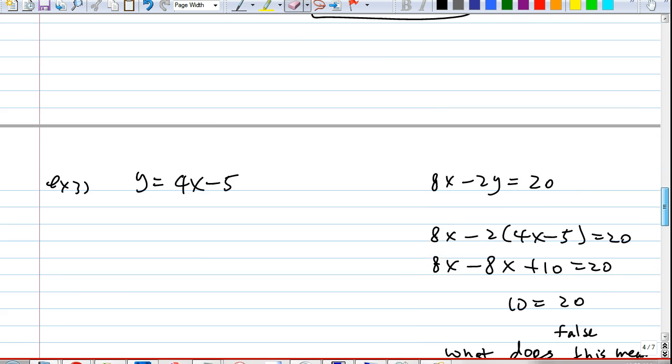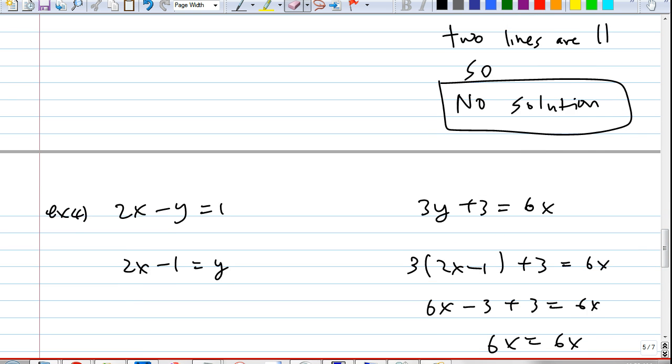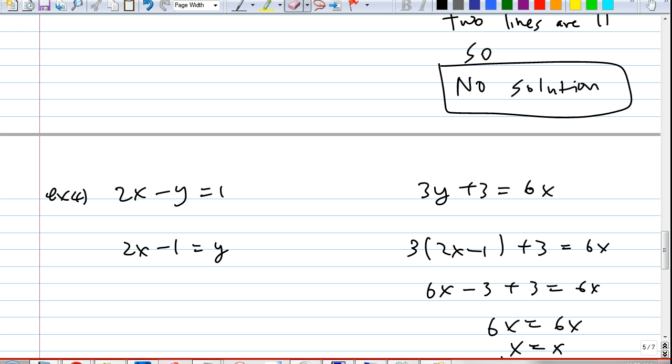So when I substitute that in there, I get 3 times 2x minus 1 plus 3 equals 6x. And you get 6x equals 6x, and I could divide both sides by 6, I get x equals x. Do you think it's a good idea to divide both sides by x there? Not quite, because when you divide by x, x could be 0, and then you'd be dividing by 0. So you would just leave it like this.